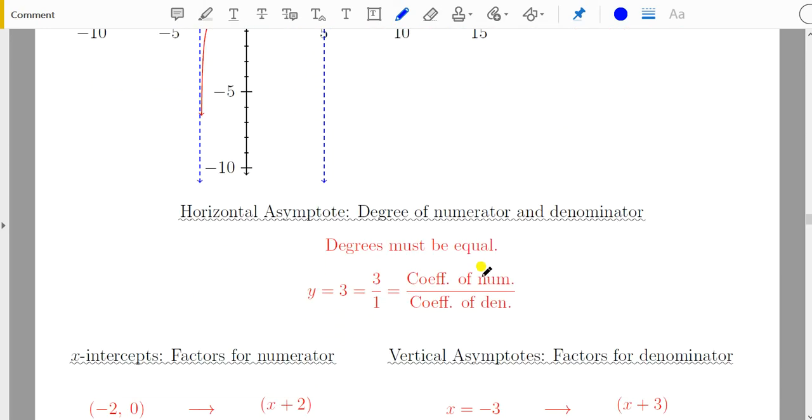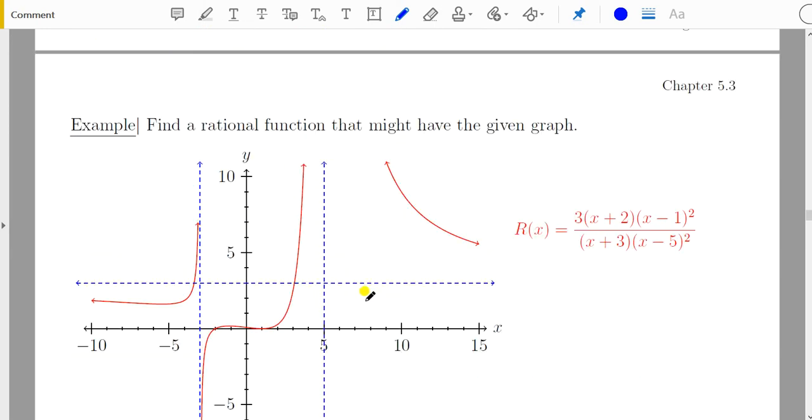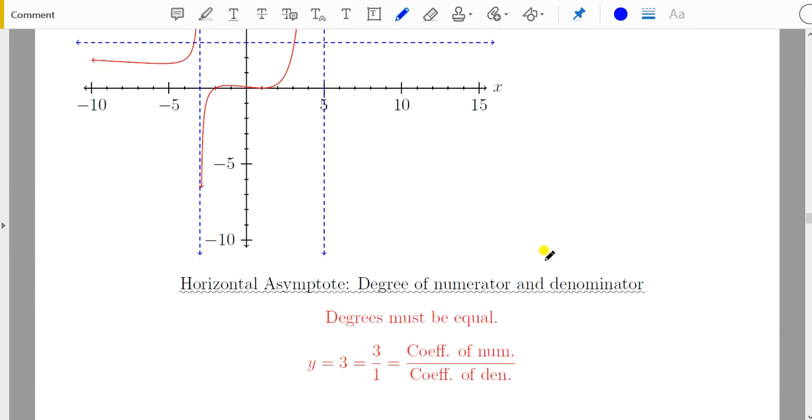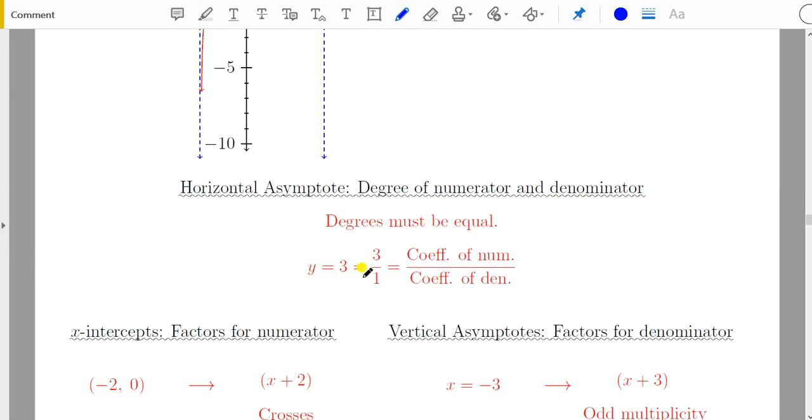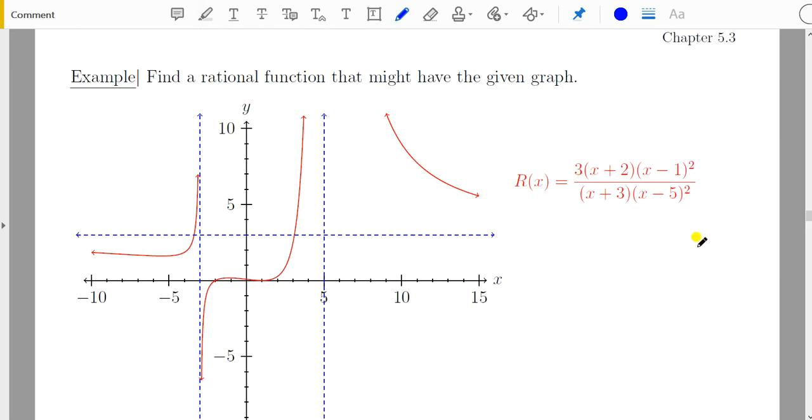And we know that the ratio must be 3 to get the horizontal asymptote to be 3. Therefore, I must put a 3 here on the top, so that is equal to 3 for the horizontal asymptote. So this is one of the possible functions that could represent this whole graph here.